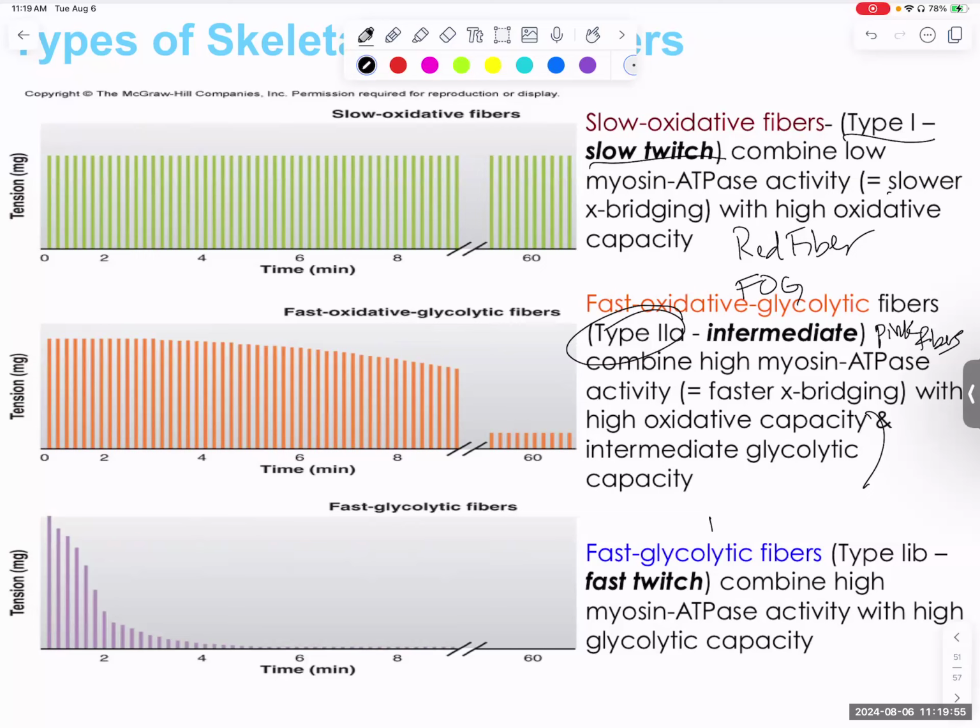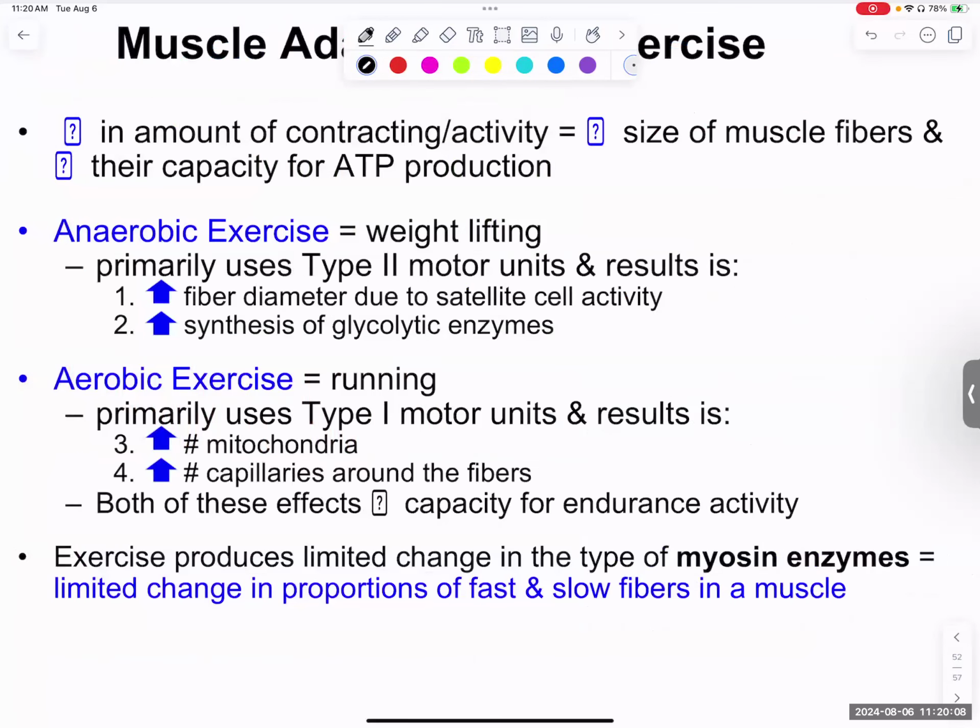And then you have fast glycolytic. They're also called type 2B, fast twitch, or white fibers. And these are glycolysis only. They are the last to be recruited.